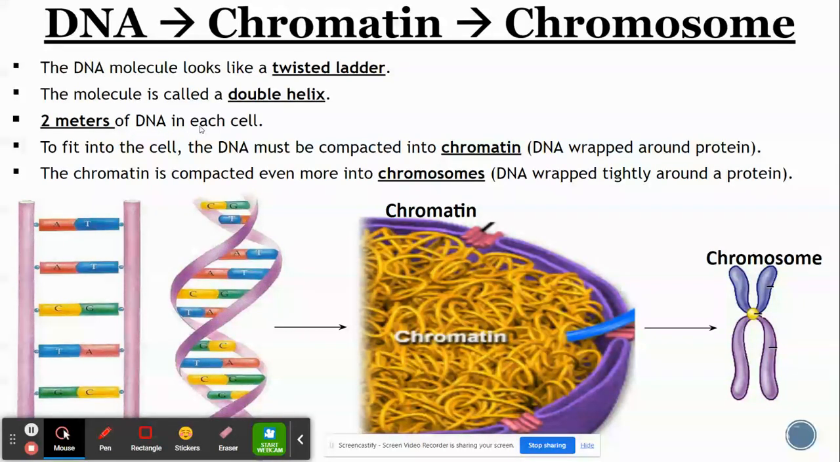You can't even see your cells. That's how small they are. Yet you have 2 meters of DNA inside of each one of your cells. Not in your whole body, but in each one of your tiny cells that you can barely see.